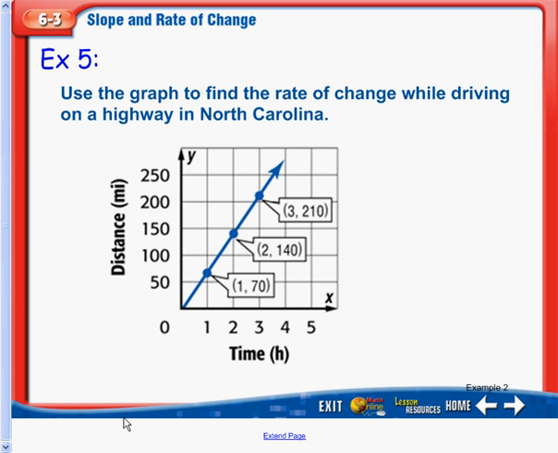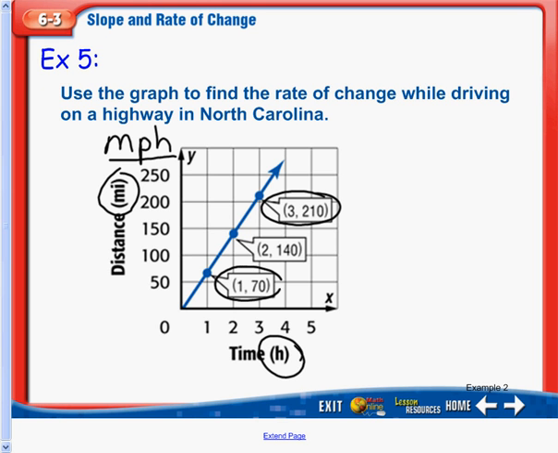Next example is to use the graph to find the rate of change while driving on a highway in North Carolina. So our distance here again is miles, time is hours. So again, just a heads up, we know our label is going to be miles per hour. So it's good to keep that in mind. So now I'll take 2 points here. I'm actually going to take (3, 210) and (1, 70).